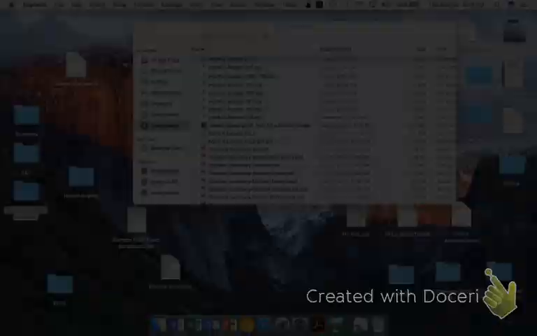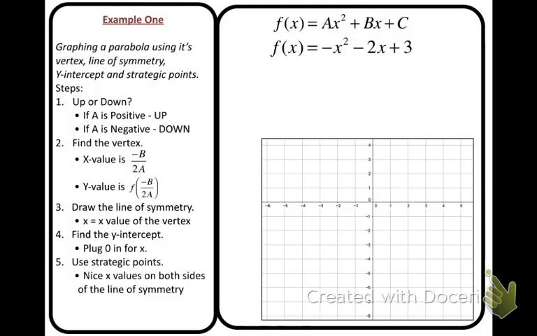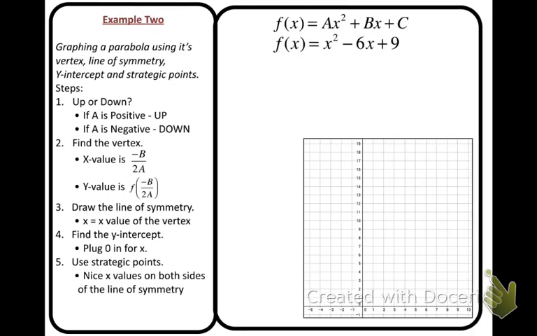Alright, example 2. It's another graphing a parabola question, using its vertex, line of symmetry, y-intercept, and strategic points. First thing I'm going to do, which I think I should have done in the first example as well, is first make a little key of what a equals, b equals, and c equals. So my a here equals 1. My b is -6. And my c is 9.